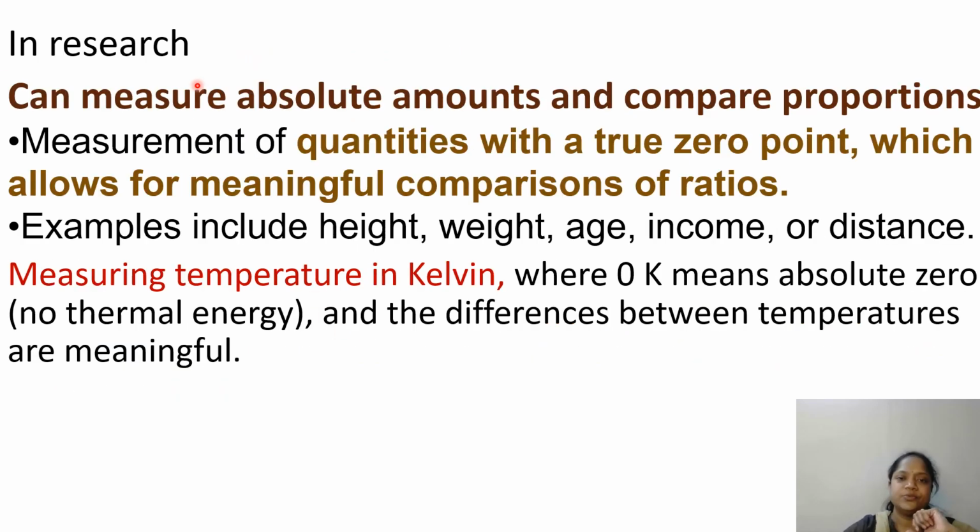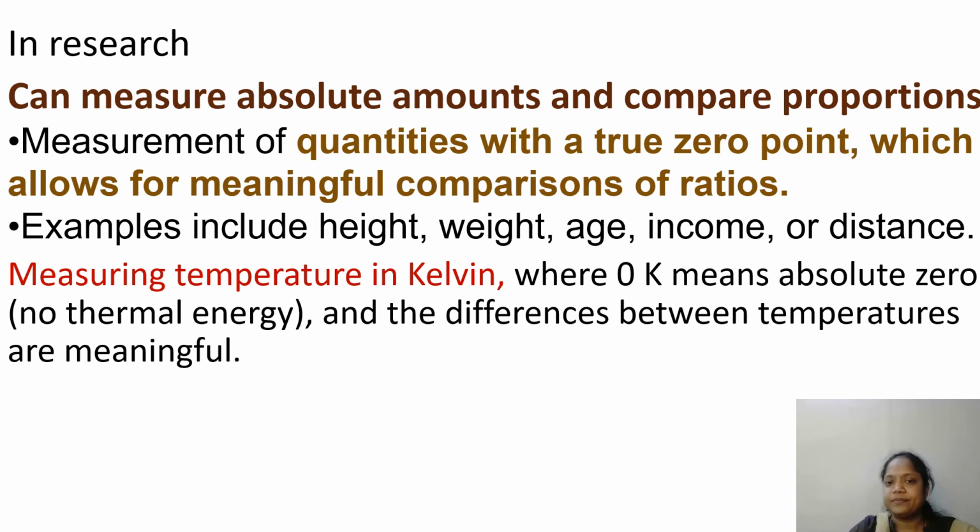Now, in research, where do we use this? Can measure absolute amounts and compare proportions. Measurement of quantities with a true 0 point, which allows for meaningful comparisons of ratios. Examples include height, weight, age, income, or distance, those things. Measuring temperature in Kelvin, where 0K means absolute zero, no thermal energy there. And the differences between temperatures are meaningful. Even here, zero also matters there.